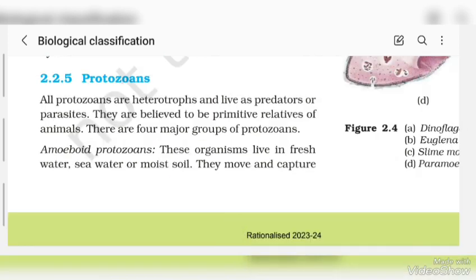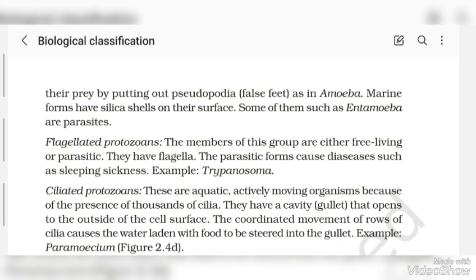Protozoans. All protozoans are heterotrophs and live as predators or parasites. They are believed to be primitive relatives of animals. There are four major groups of protozoans. Amoeboid protozoans. These organisms live in fresh water, seawater, or moist soil. They move and catch their prey by putting out pseudopodia, as in Amoeba.